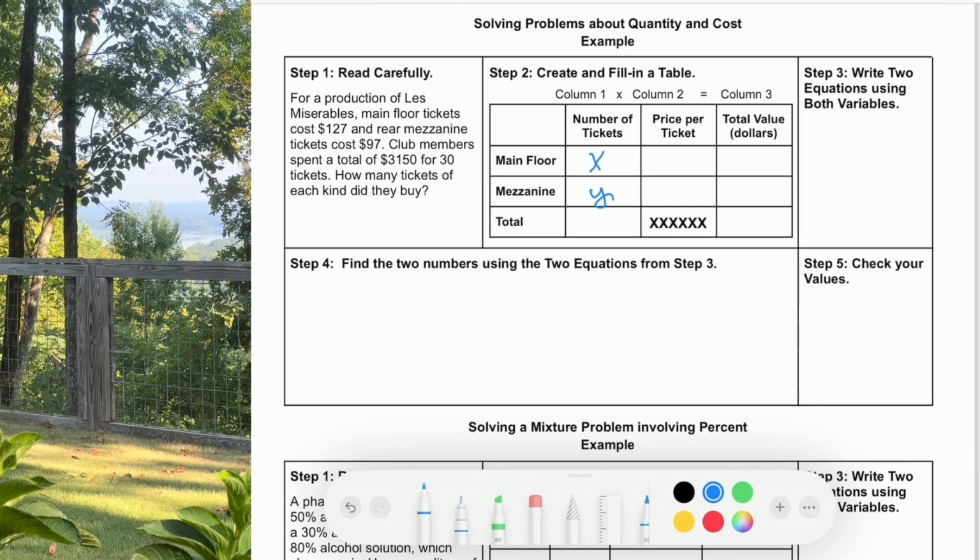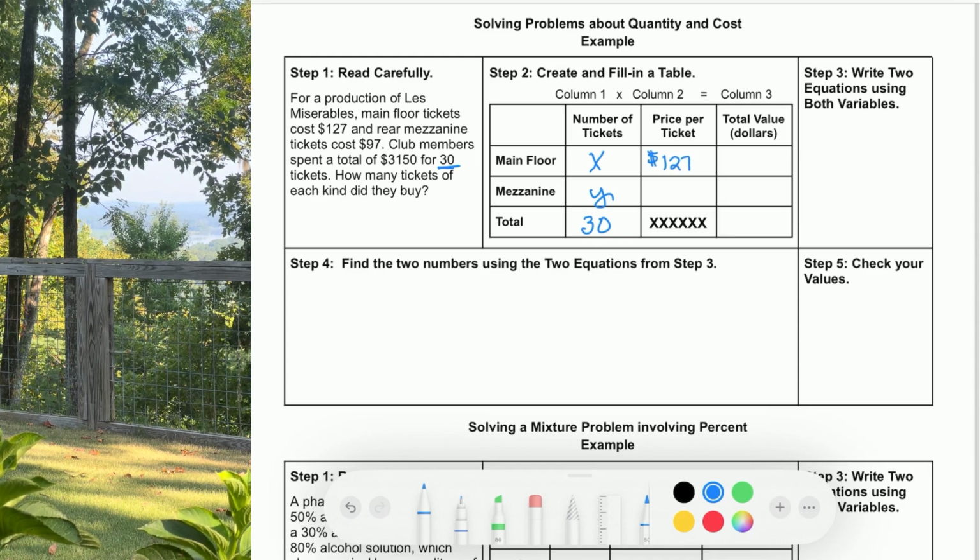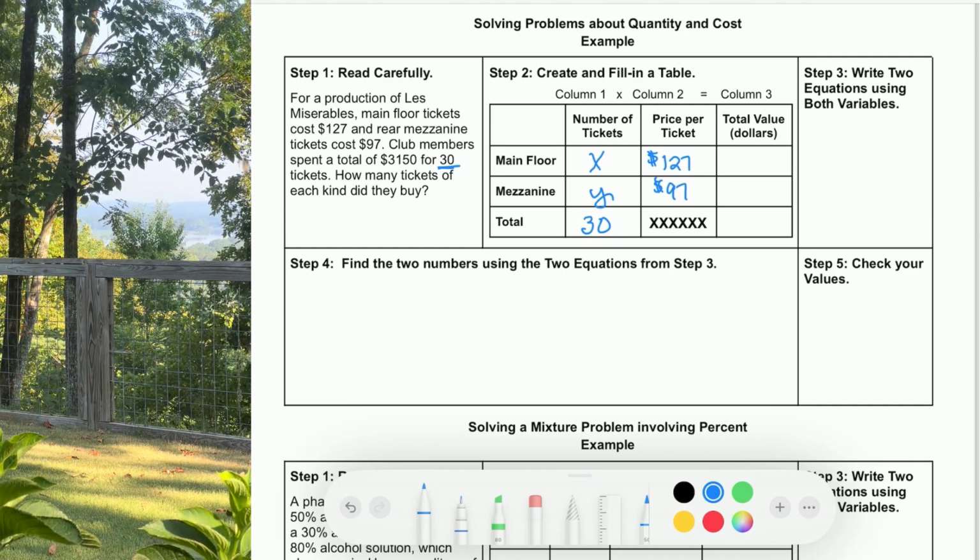All right, so I know that when I add the number of tickets from the main floor to the number of tickets from the mezzanine, I get a total of what they told us. We get 30 tickets. So my total number of tickets is 30 here. Now let's talk about filling in the price of the ticket. They told us the main floor costs $127. So I'm going to put that here. They also told us the mezzanine costs $97. But they don't give us the total cost price per ticket. We don't actually need that for this particular problem.